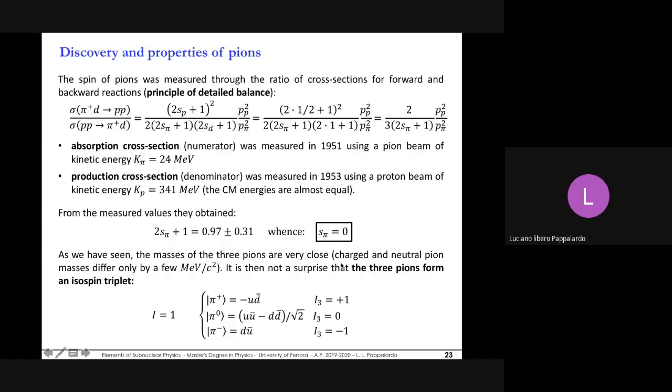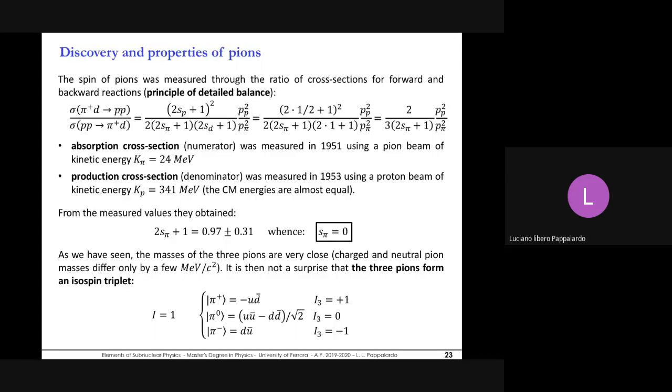Now, as we have seen, the masses of the 3 pions are very close. The charged and neutral pions differ only by a few MeV, which again is only due to electromagnetic effects. And so it is clearly not a surprise to you anymore that the 3 pions form an isospin triplet. So the 3 pions are assigned an isospin equal to 1. These are the corresponding quark-antiquark states, and these are the 3 projections along the third axis: +1 for the pi plus, 0 for the pi 0, and -1 for the pi minus.